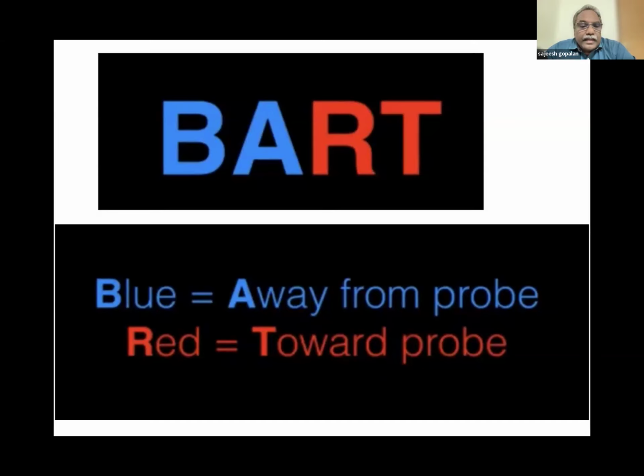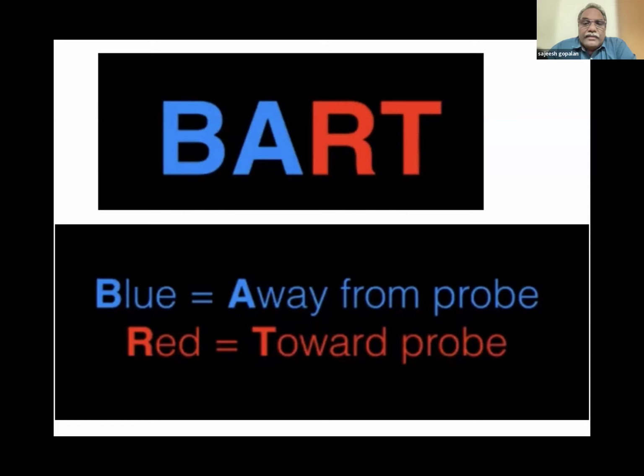B is blue, which reflects that the flow is away from the probe, and red means the flow is toward the probe. And this is very important, because not all the arteries are seen as red, and not all the veins are seen as blue. If the flow is towards the probe, it is seen as red, and if flow is away from the probe, it will be seen as blue.